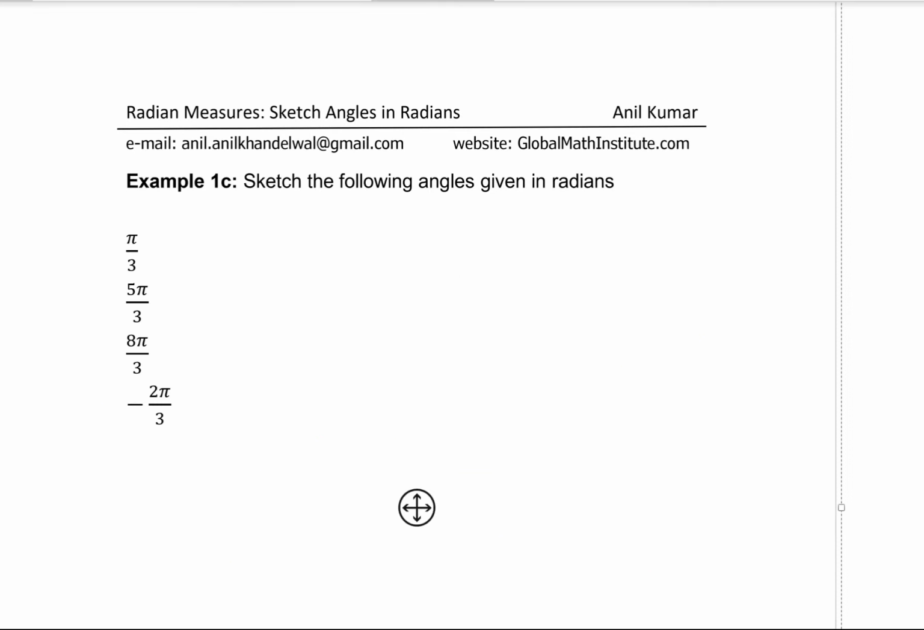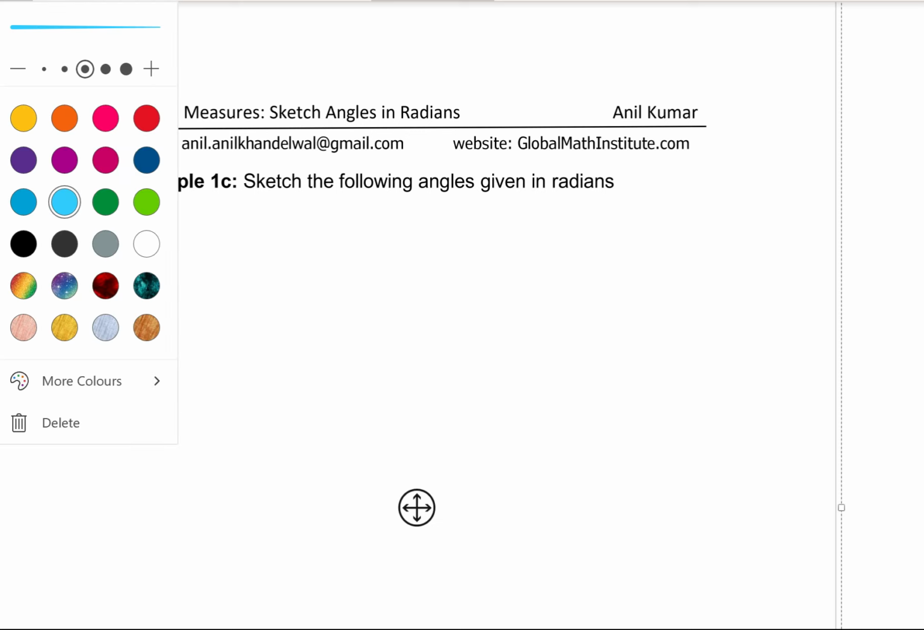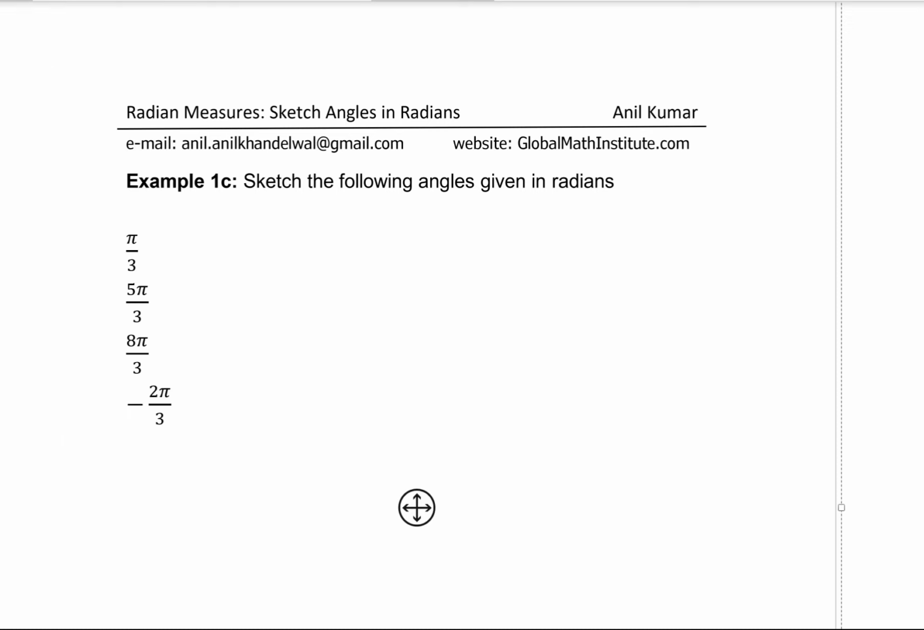So now let's do this example where we need to sketch angles in radians. We're given angles pi by 3, 5 pi by 3, 8 pi by 3, and minus 2 pi by 3. So in this particular case, we need to divide the pi in 3 equal parts, right? So here we're looking for this pi, the diameter, which you had been working with all the time. This will now be treated as 0 to pi, and we are going to divide this into 3 equal parts to get the angle equivalent for all the given 4 cases.